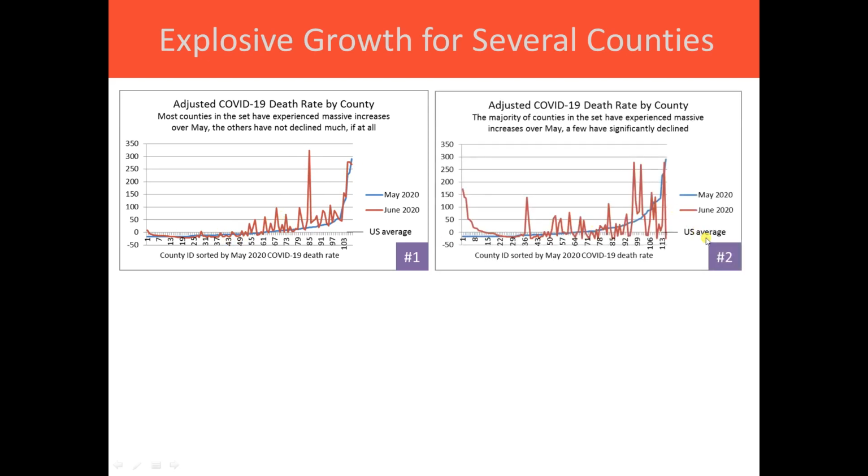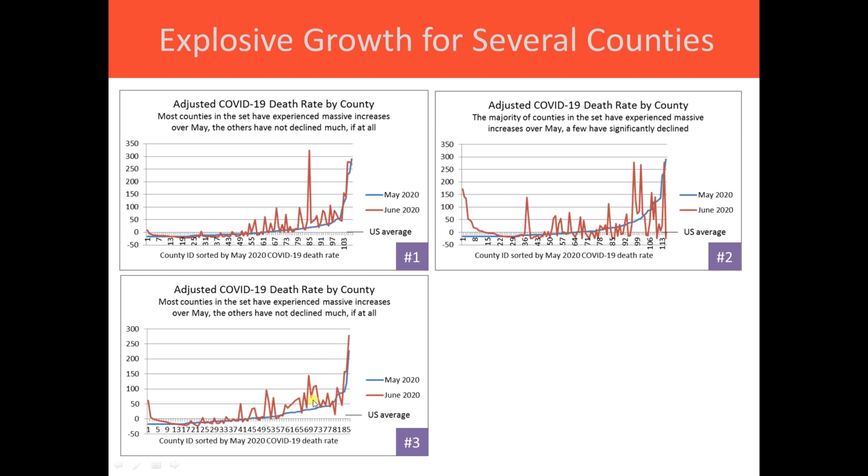Same thing for pattern number 2, a little less. Remember, there was a little less growth from May to June. So this shows some actually went below the US average. Now they recovered, and some of them explosively grew. And then this is pattern 3. Again, most of them grew pretty high above the May rate. Some of them went down, but really most of them grew, so it was a predictor.